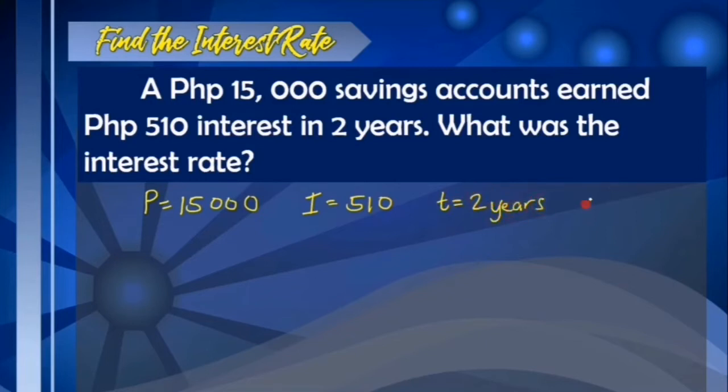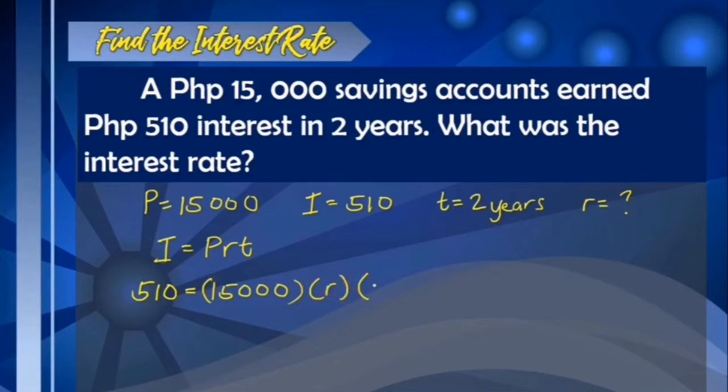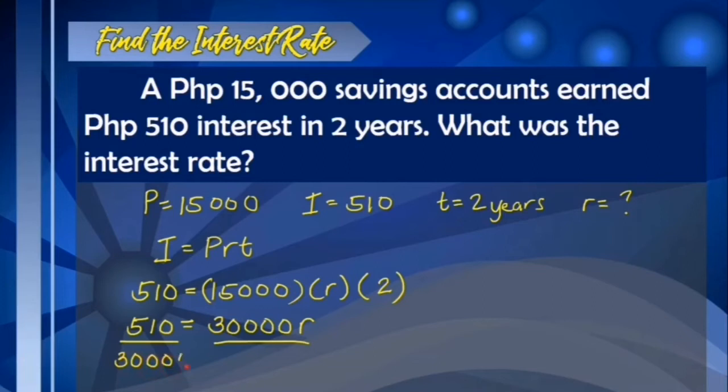And the unknown is the rate. Following the formula I = PRT, we have to substitute the given values. So we have 510 as the value of I, equals 15,000, R is unknown, times the time, which is 2. First, we have to simplify the right side. 15,000 times R times 2 gives us 30,000 R. So 510 equals 30,000 R. We need to divide both sides by 30,000.